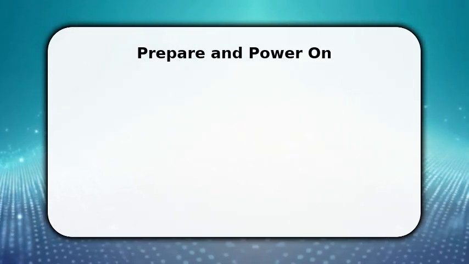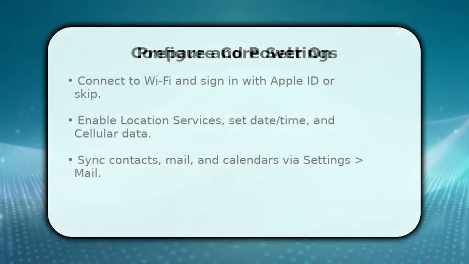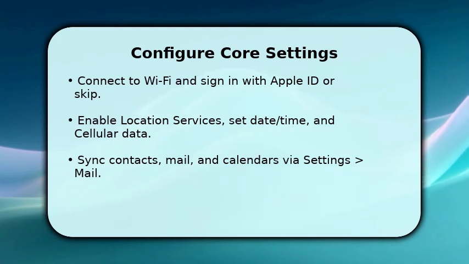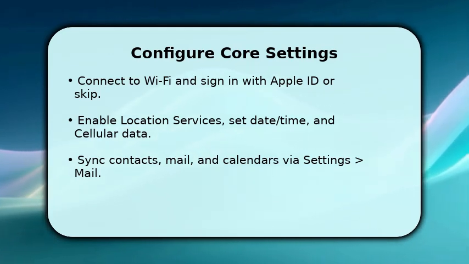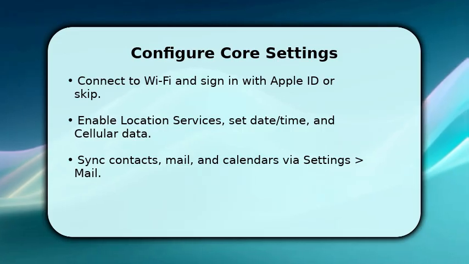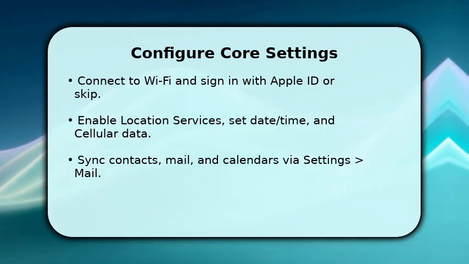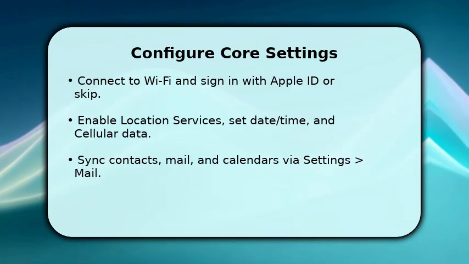You'll then be prompted to connect to a Wi-Fi network. Do that now so the phone can activate and fetch necessary updates. You should now configure core settings so the phone works with your accounts. First, join the Wi-Fi network and sign in with your Apple ID. If you skip, you can add it later, but features like App Store require it.